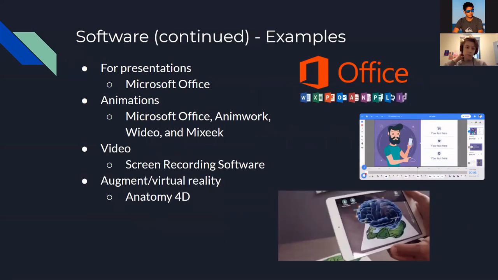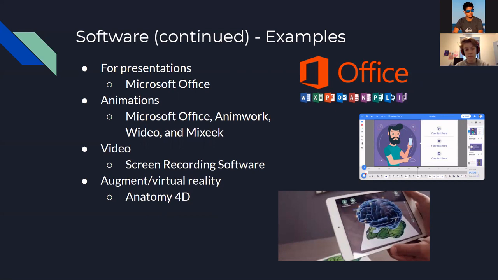Here are some examples. For presentations, you could use Microsoft Office, things like PowerPoint, or if you had a document you wanted to show, you could pull up Microsoft Word and show the document that way. For animations, you could use Microsoft Office as well. And there are some other animation tools such as Animaker, Vyond, and Mixi. For video, you can use screen recording software. So if a teacher wanted to show how to use a certain software, for example, he could easily record his screen and have that available resource for students.